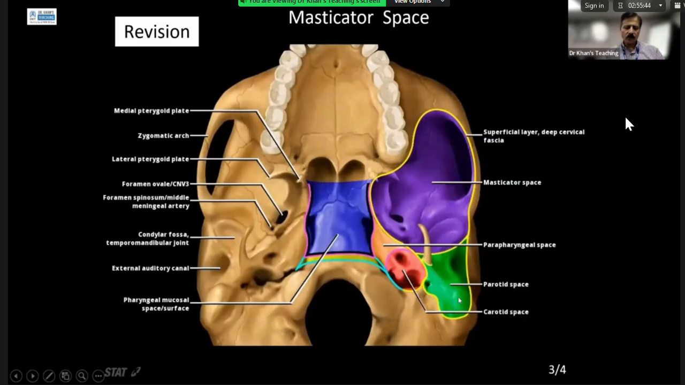The parotid space, of course, this is the stylomastoid foramen through which the facial nerve comes out. The jugular foramen, it is in continuity with the carotid space. We have sort of covered this, but the space in more detail, we will see it next time.